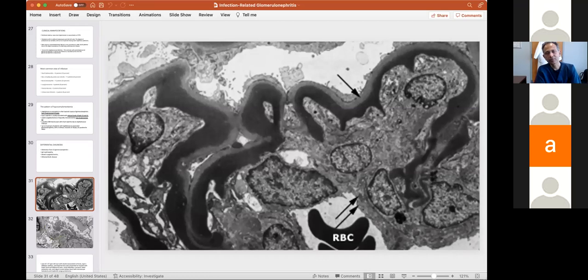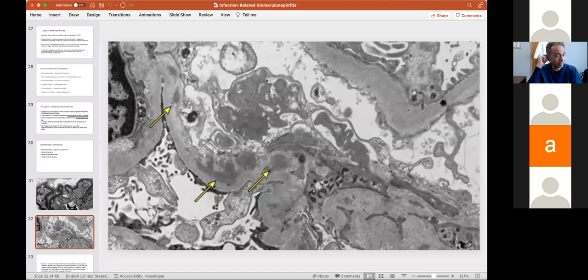So we have the luxury of having electron microscopy. This is dense deposit disease. You can see that dense linear deposit. So this can be quite easily differentiated. It cannot be Staphylococcus-associated GN. I mean, highly unlikely. So next slide.